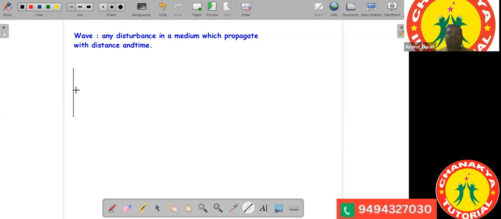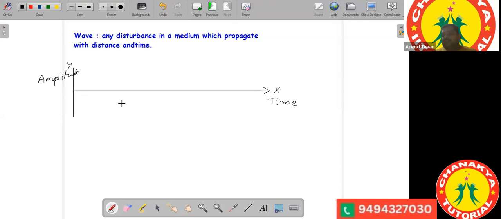So we take here graph, we try to plot a graph. Okay, and what is this graph plot for? This is your x-axis. We have taken this as the x-axis, this one as the y-axis. Okay, and this is your time. On the x-axis we plot the time, and on the y-axis we plot the amplitude. Okay. So what we are plotting actually? Do you know what we are plotting? We are plotting here the amplitude versus time.